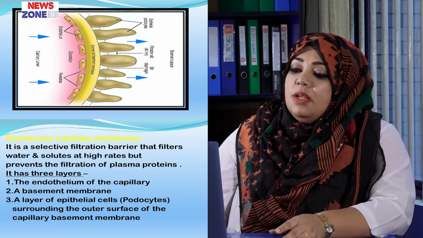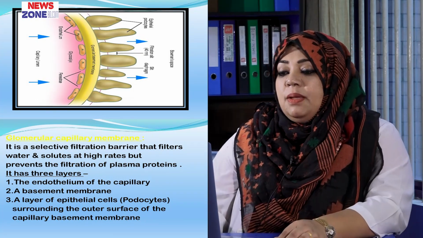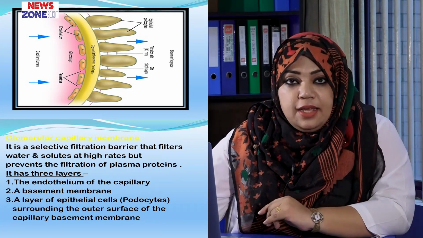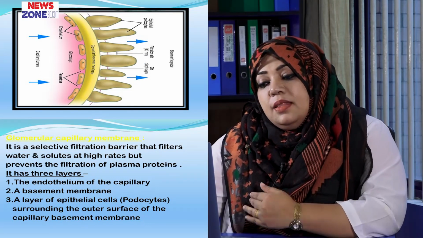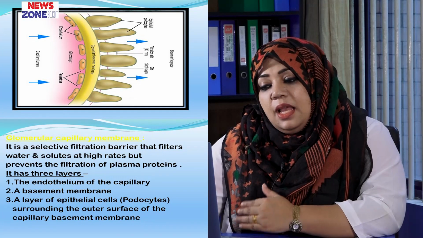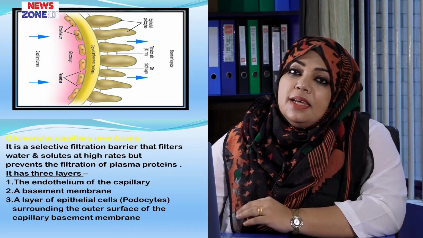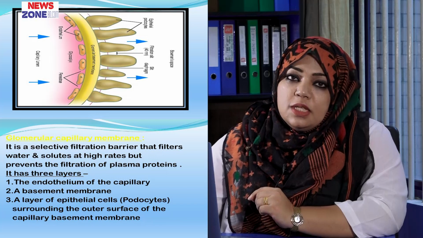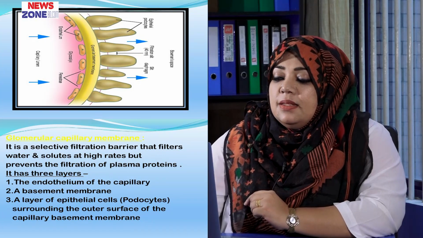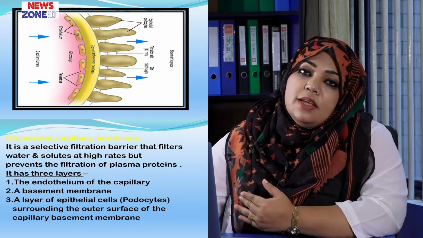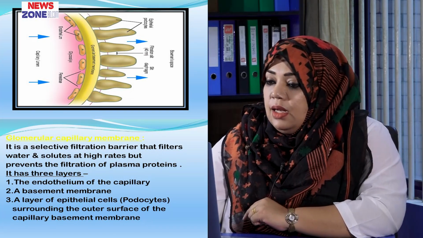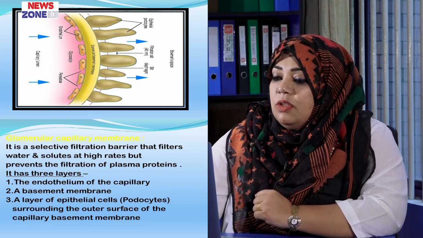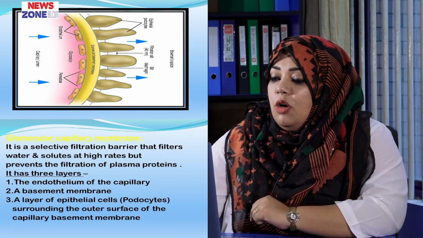So as we were looking at the glomerular capillary membrane, it has three layers. First is the endothelium of the capillary. Then there is the basement membrane and a layer of epithelial cells that are called the podocytes. And these epithelial cells surround the outer surface of the capillary basement membrane. Now, if you look at this diagram, you can see the three layers of the glomerular capillary.